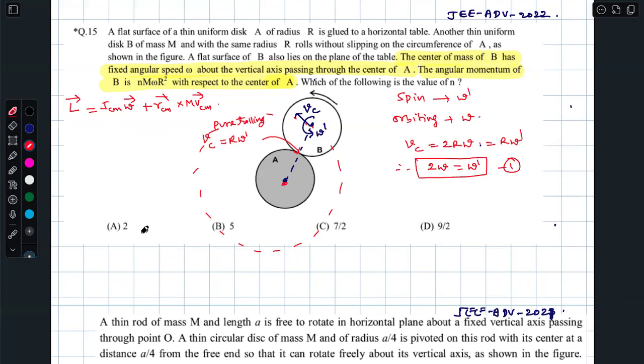The angular momentum of B is given. Now, what is the angular momentum of A? It is I_CM omega dash bar, plus R_CM bar cross M V_CM bar. Now see, for I_CM, the spin is outward, thumbs up is towards you.